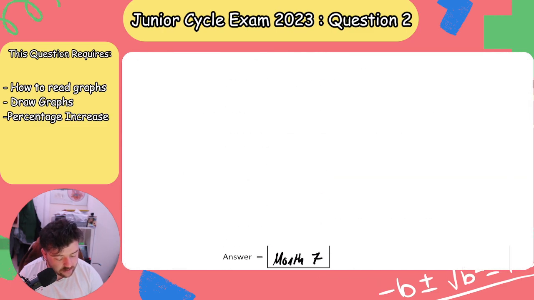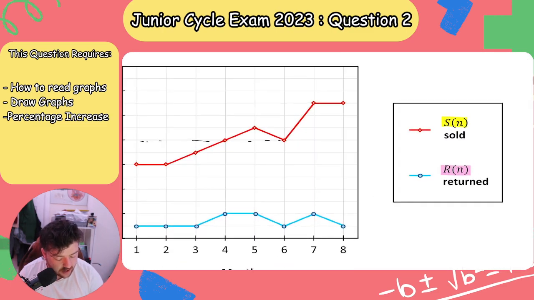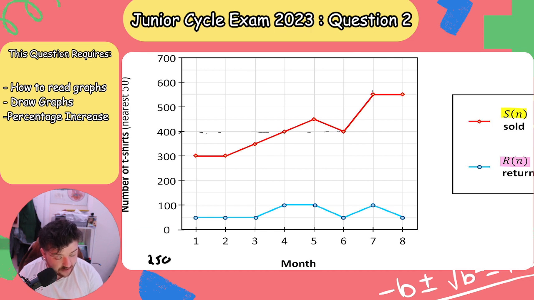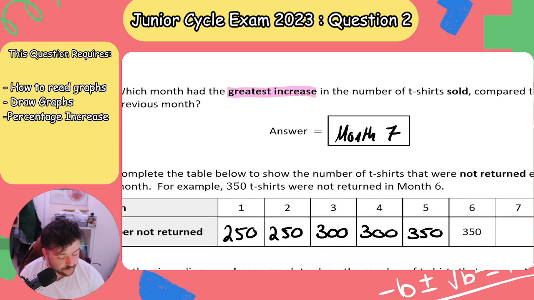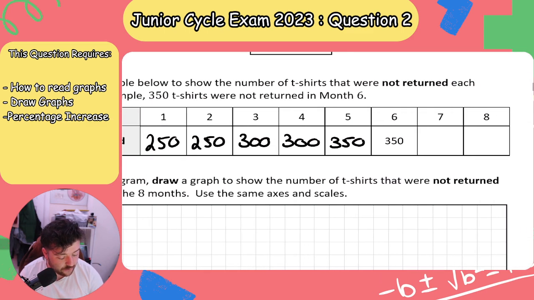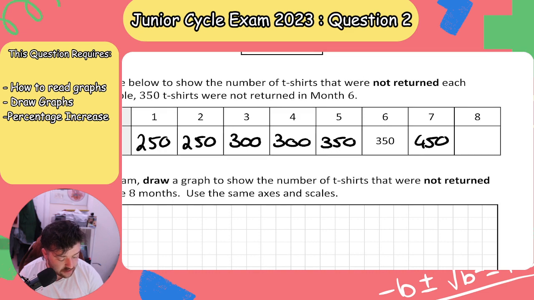And month 7. So we sold 550. Right, because I'm reading from the graph here if you're wondering. Sold 550. We returned 100. So 550 minus 100 is 450. So 450 t-shirts weren't returned.